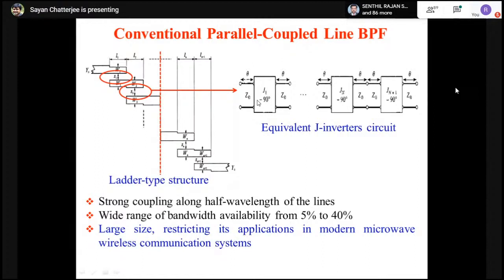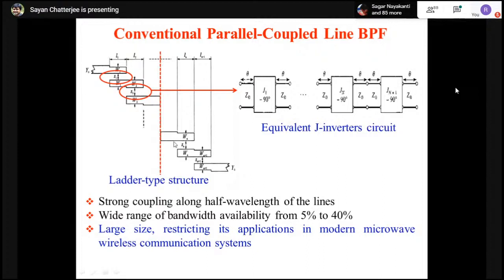But the problem with these parallel coupled lines is you cannot have a percentage bandwidth better than 8, 6%, 7%, like that. So if you have a design of 20%, it is better, you can use this. But if you have to design a 2%, you cannot use these parallel coupled lines.